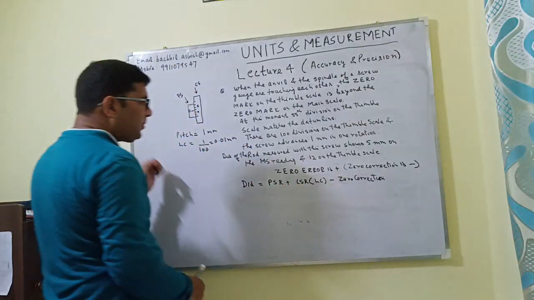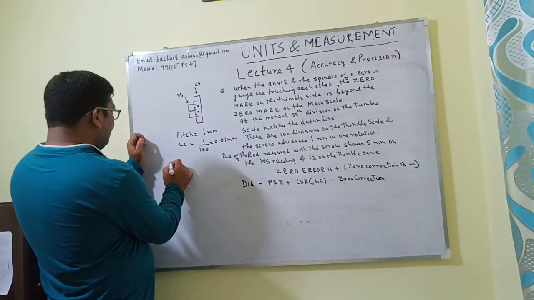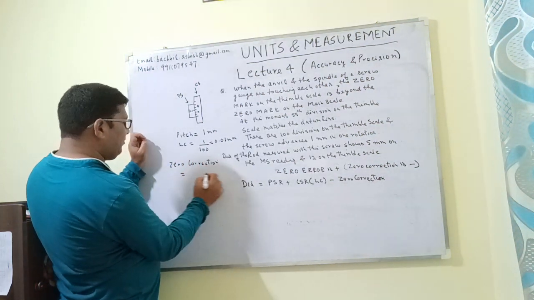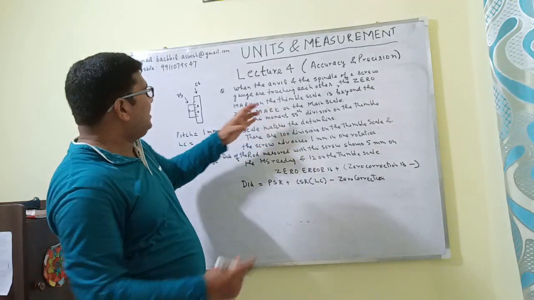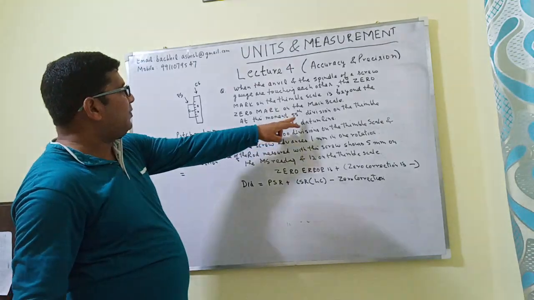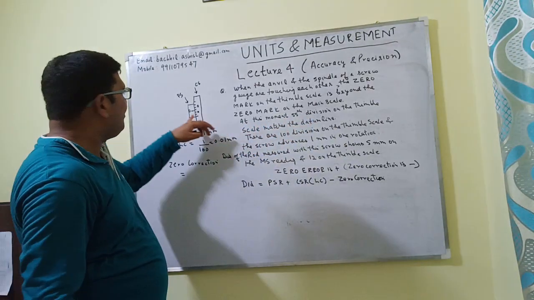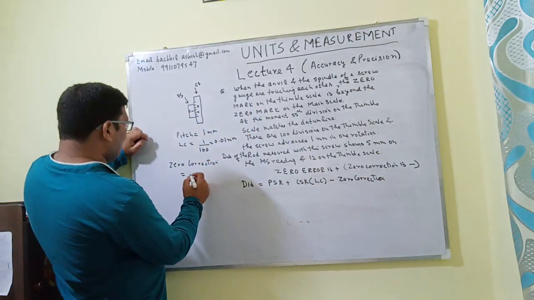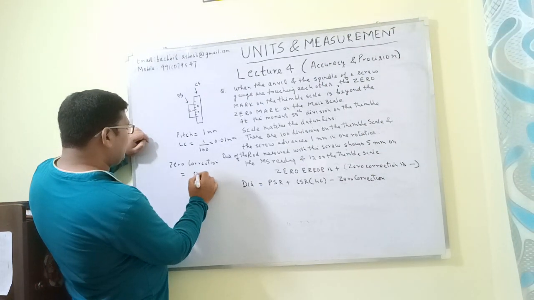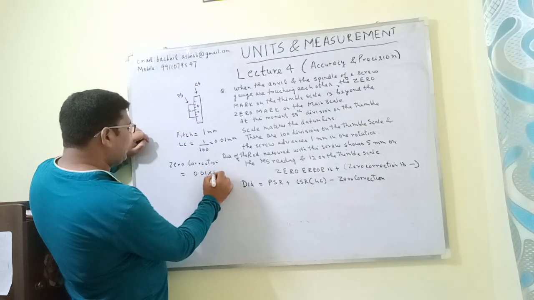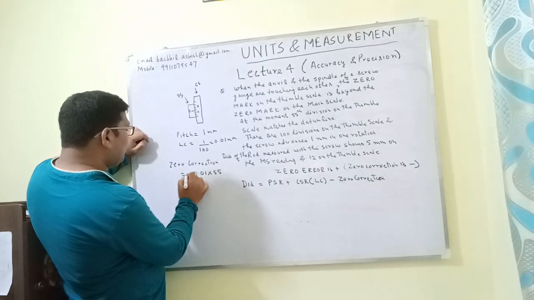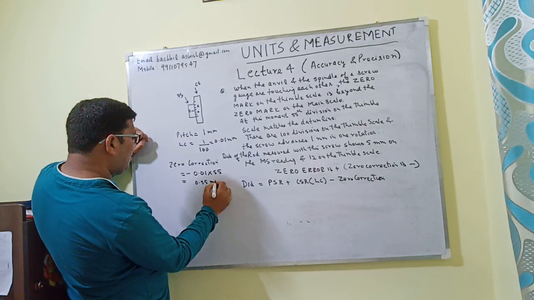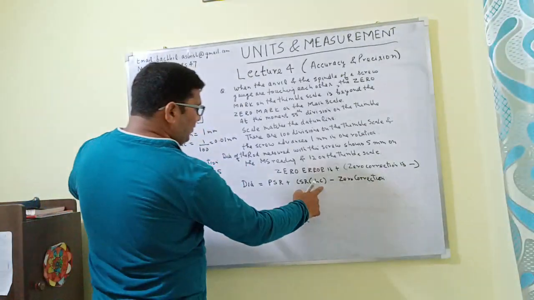The LC has been found. Now we have to find the 0 correction. What do we have to do for the 0 correction? We know the value of LC, and when the anvil and the spindle are touching each other, then the 55th division on the circular scale is matching the division on this pitch scale or the main scale. So 0 correction is equal to LC into 55, that is 0.01 into 55, and this will be minus because the 0 error is positive, so it will be equal to minus 0.55 mm. So we have found this value also.